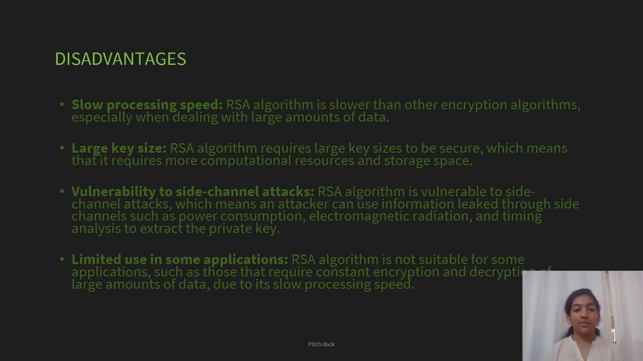Third one, vulnerability to side channel attacks. Vulnerability means it has the possibility of being attacked. So it is vulnerable to side channel attacks, which means an attacker can use information leaked through side channels such as power consumption, electromagnetic radiation, and timing analysis to extract the private key. Limited use in some applications. RSA algorithm is not suitable for some applications such as those that require constant encryption and decryption of large amounts of data due to its slow processing speed.